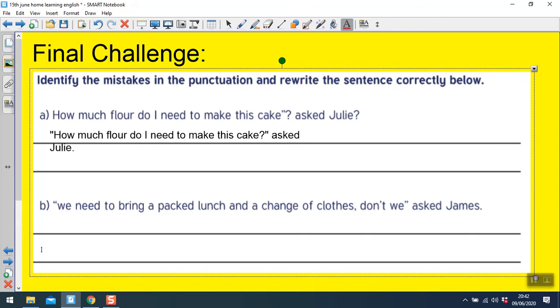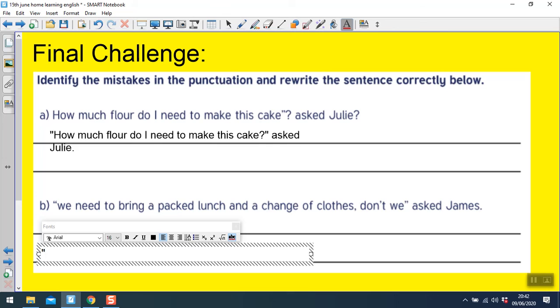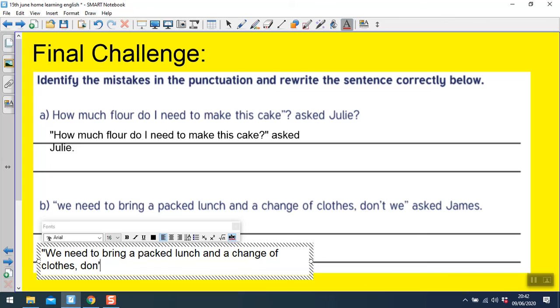And the next one, I need inverted commas, but then a capital W. "We need to bring a packed lunch and a change of clothes." The comma's fine there. "Don't we?" But I need a question mark, close inverted commas, asked James, and then a full stop at the end.